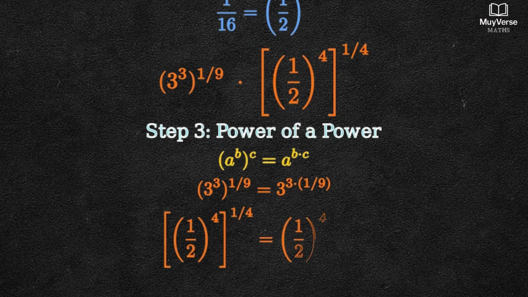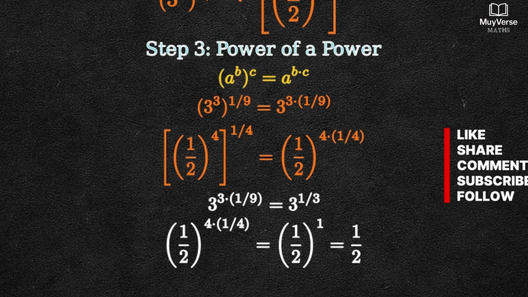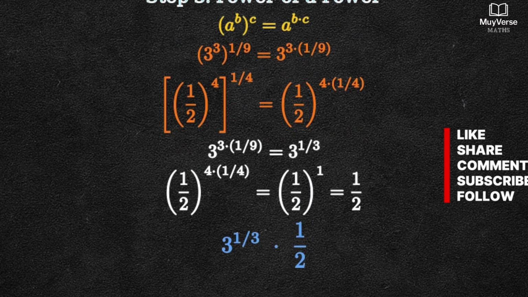Apply to the right factor. (1/2) to the 4th raised to 1/4 becomes (1/2) to the 4 times 1/4. Simplify both. 3 to the 1/3 and (1/2) to the first power equals 1/2. So the product is 3 to the 1/3 times 1/2.